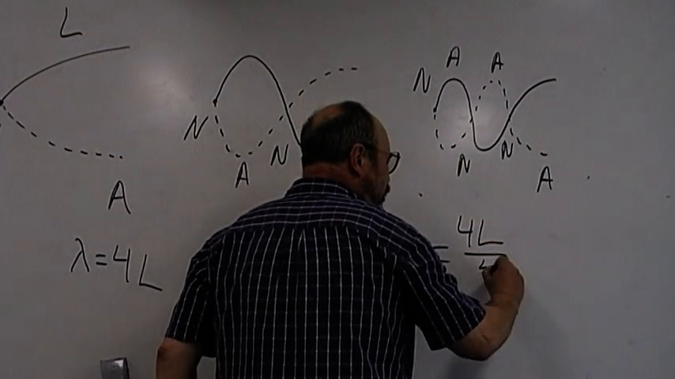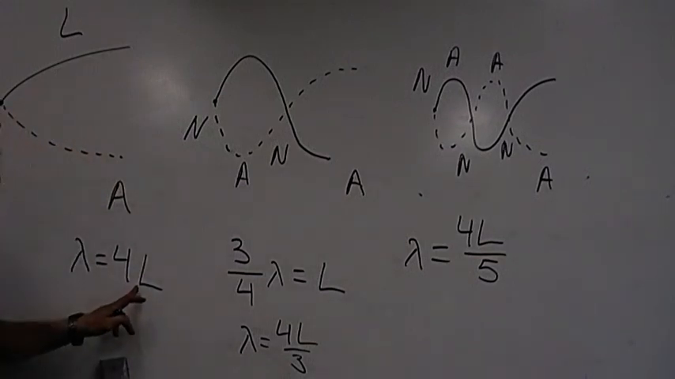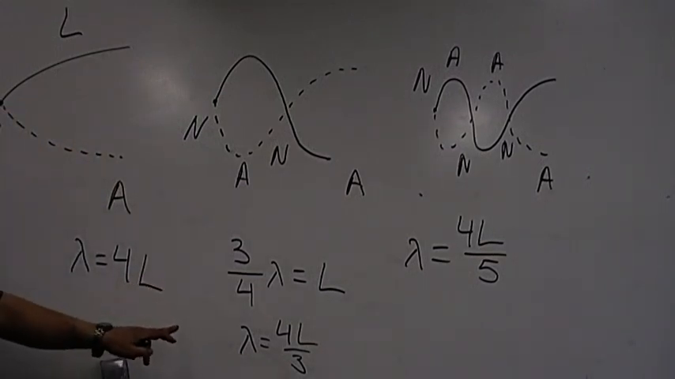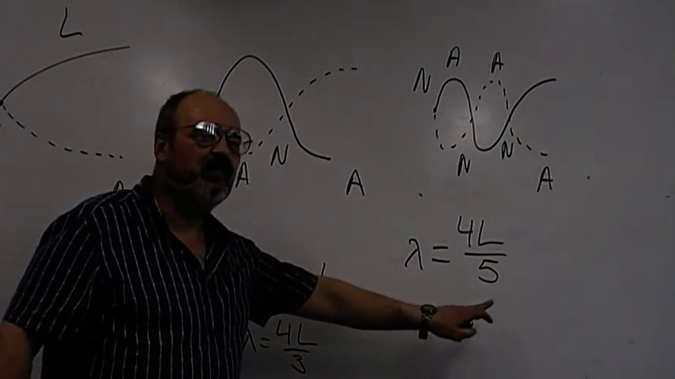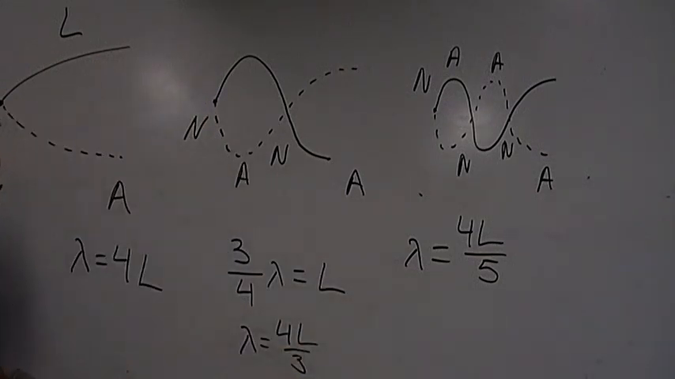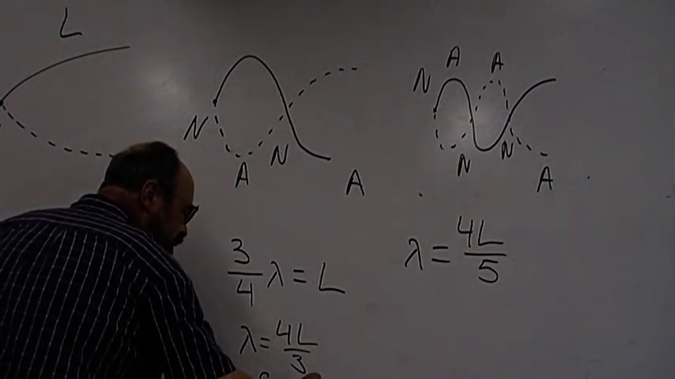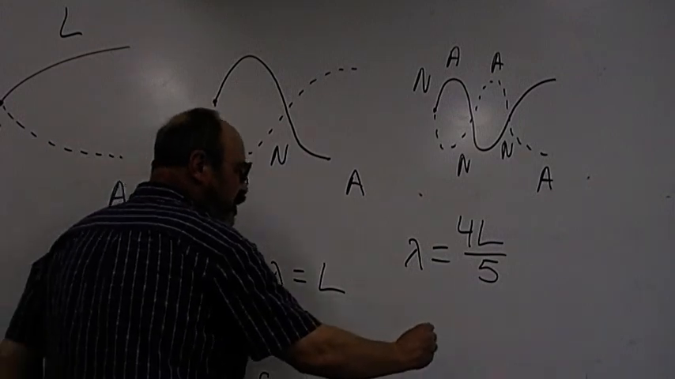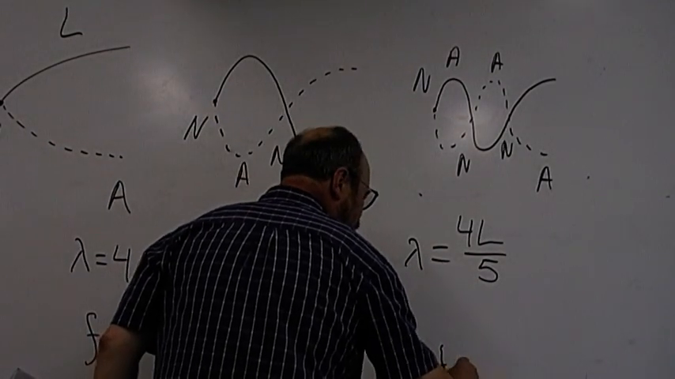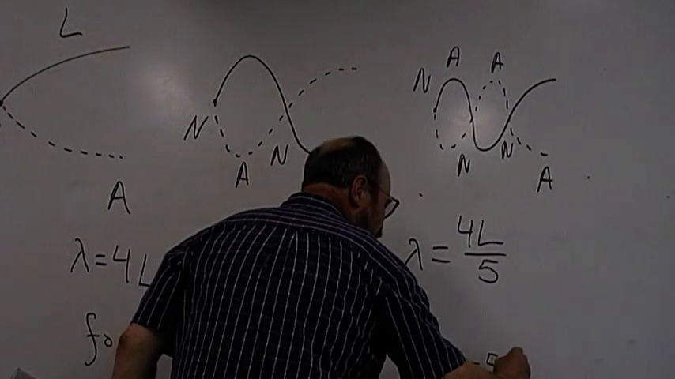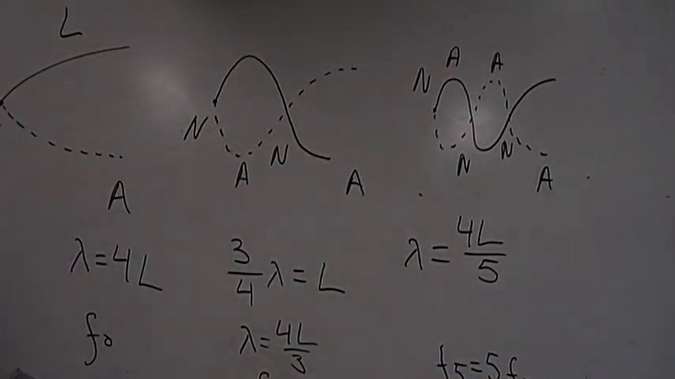As you can see, it's 2n plus 1. In this case, only odd harmonics can exist. If this is the fundamental frequency, the first harmonic, then the third harmonic will exist equal to 3F0, then the fifth harmonic exists equal to 5F0. So in a string which is fixed at one end, only odd harmonics can exist.